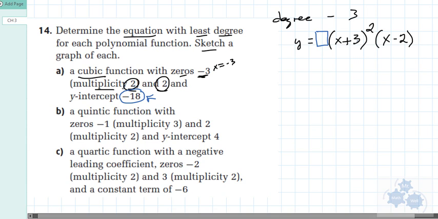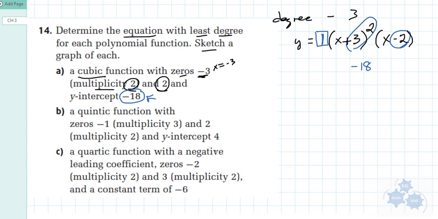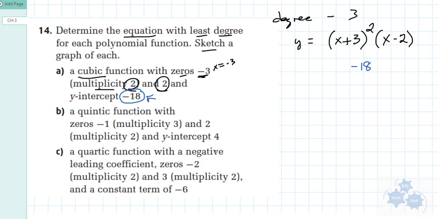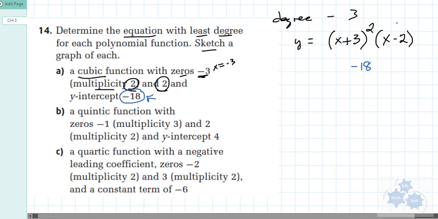Okay. So what is 3 squared? 9 times negative 2 is negative 18. So guess what? We don't need a coefficient here other than just 1. So our base equation then, because everything lines up with just this right here, is our answer for A.